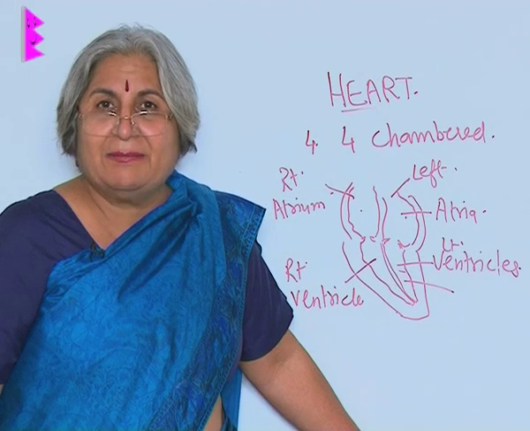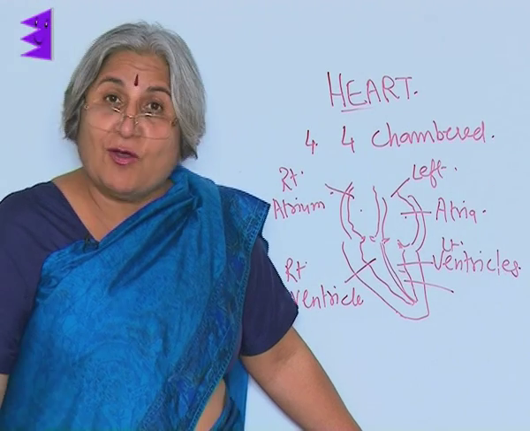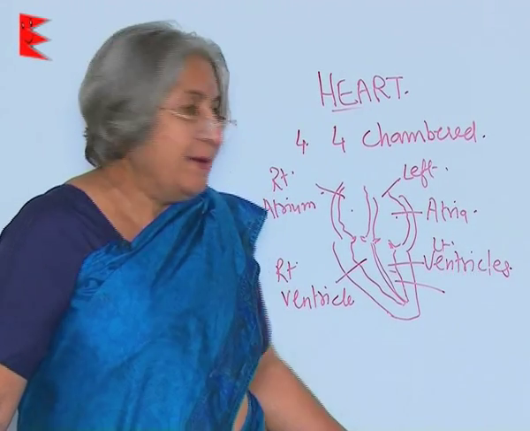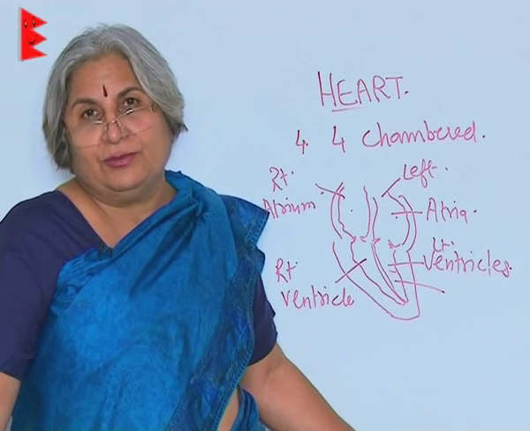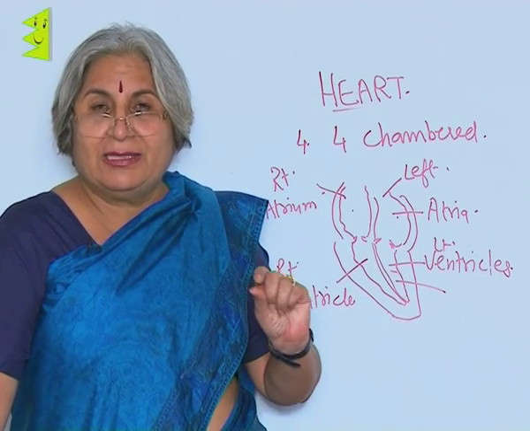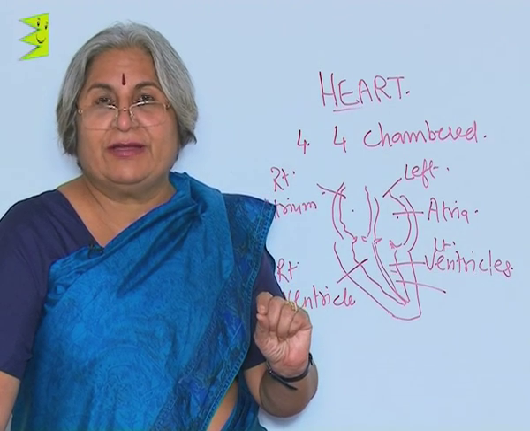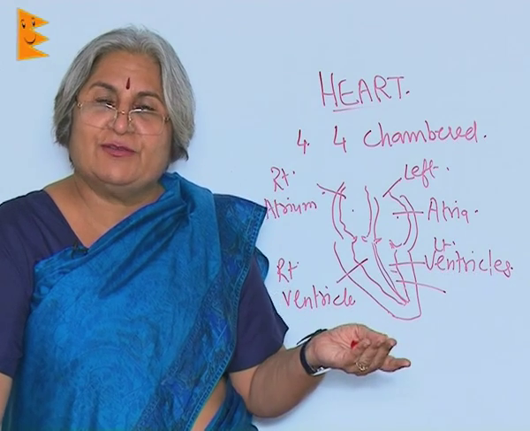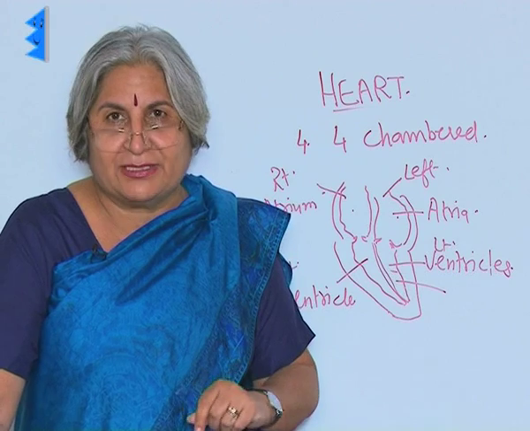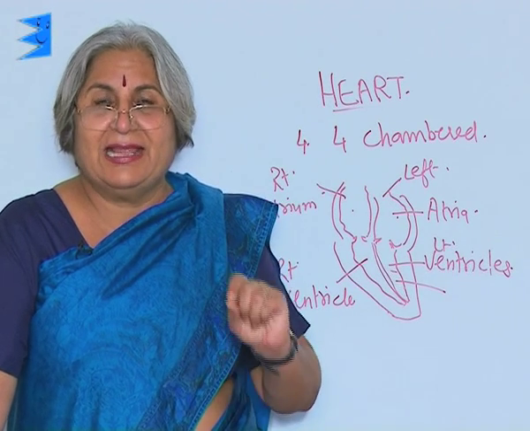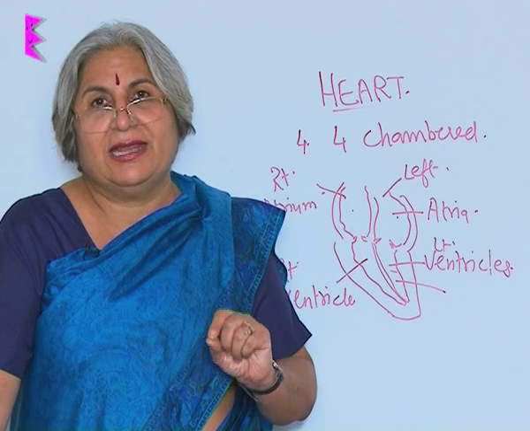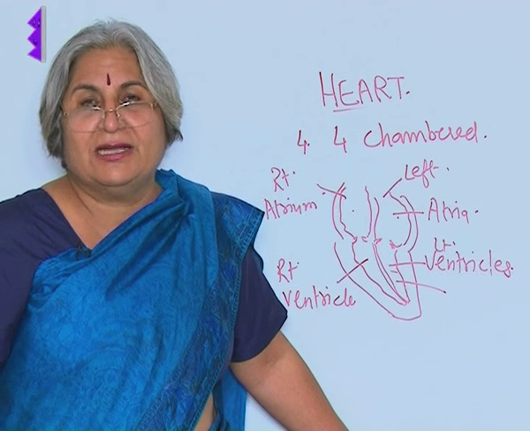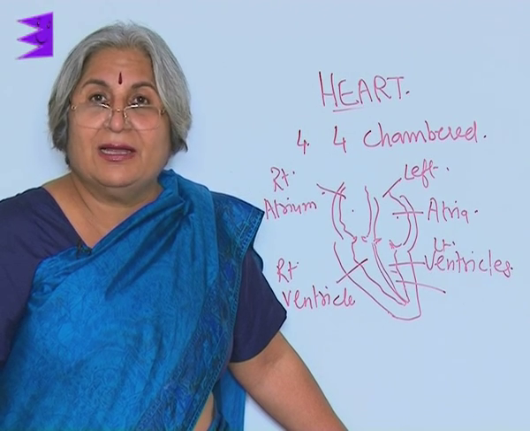So, the birds and the mammals have 4 chambered heart, but all animals do not have 4 chambers. The reptiles have 2 atria, but the ventricles are not completely 2. The septum or the demarcation between the 2 ventricles is not complete. There is an incomplete division of ventricle. So, many times we also say it has about 3.5 chambers, which in other words means that there is some mixing of oxygenated and deoxygenated blood. So, the system is not as efficient as in the case of birds and mammals, which are hot blooded animals.